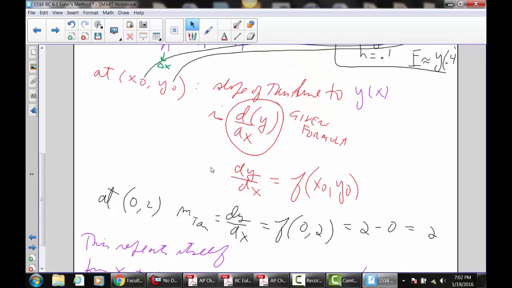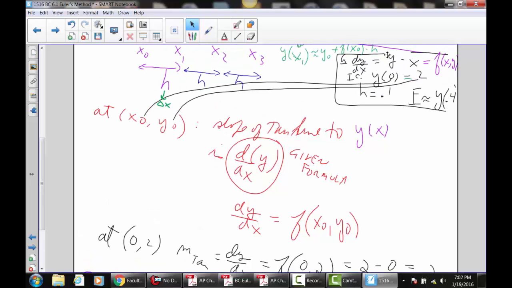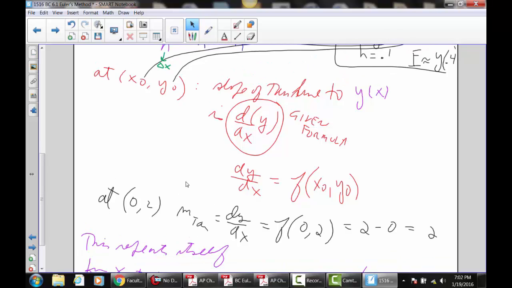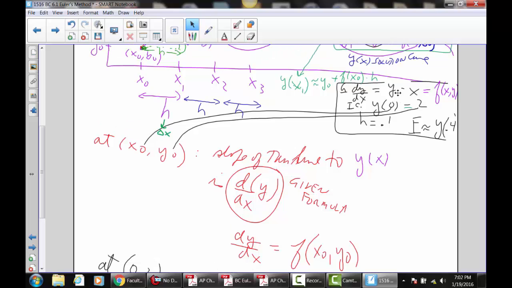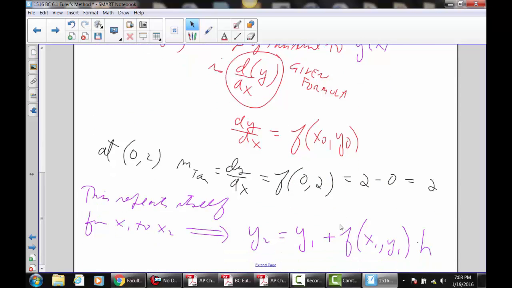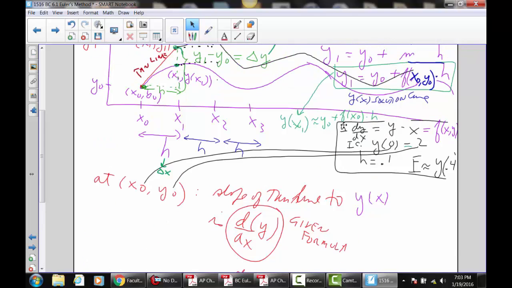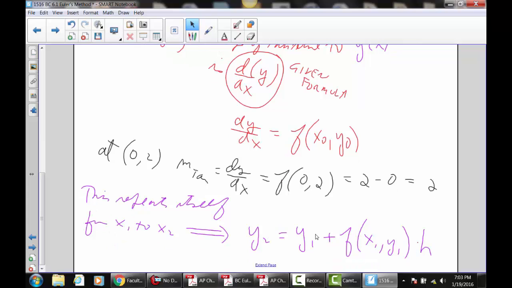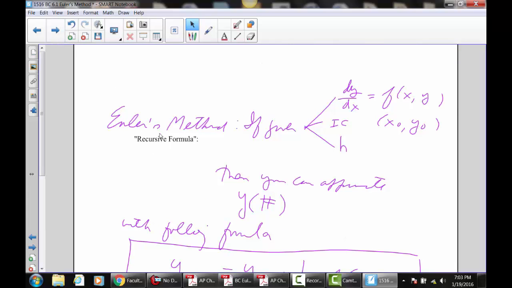So just as an example, if you did have y minus x as your differential equation, then the slope of the tangent line at, let's say, initial condition 0, 2 would be 2 minus 0, the y-coordinate minus the x-coordinate. So that would be 2. Now that's going to repeat itself, just like up here we had y1 equals y0 plus f of x0, y0 times h. y2 will be y1 plus f of x1, y1 times h. And that's a recursive formula.